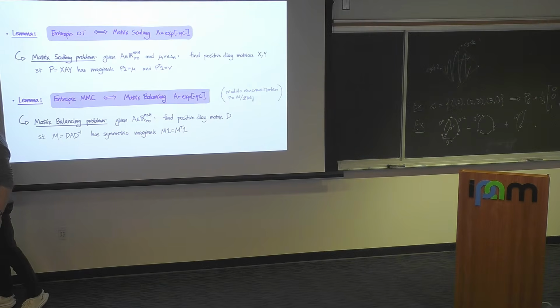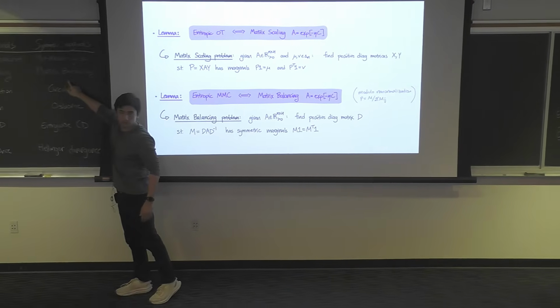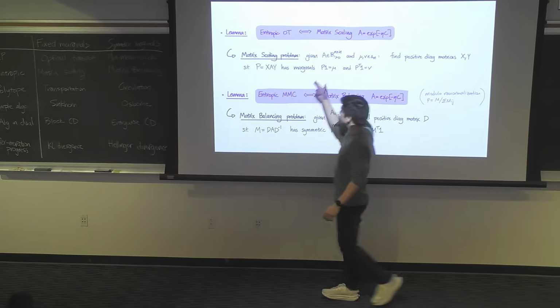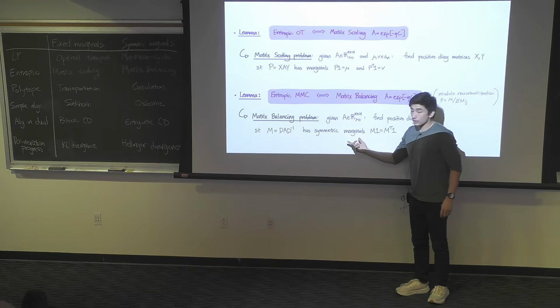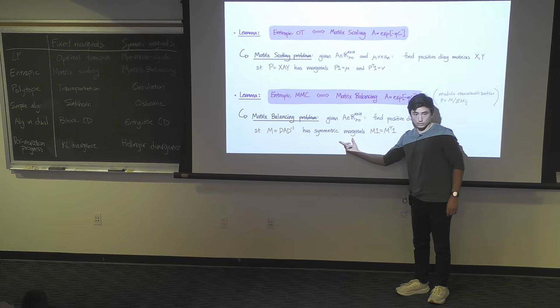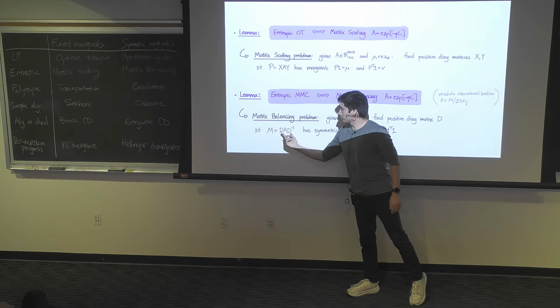If you take min-mean cycle and you do entropic regularization, you get a problem called matrix balancing, which looks very similar to matrix scaling, except for two things. One is I want symmetric marginals, not fixed, something we've talked about. And second, instead of having two free diagonal matrices, we're going to have just one. So it'd be dAd inverse.